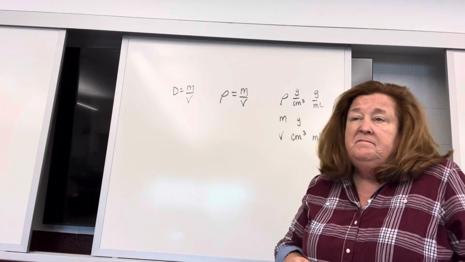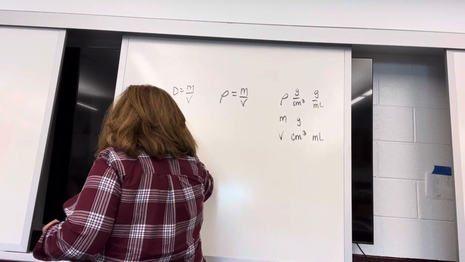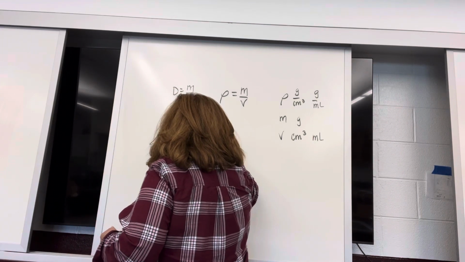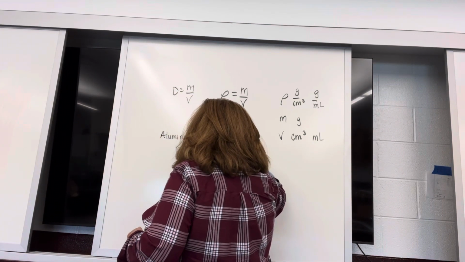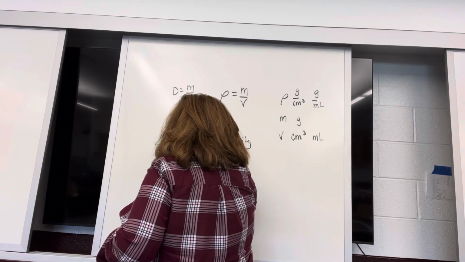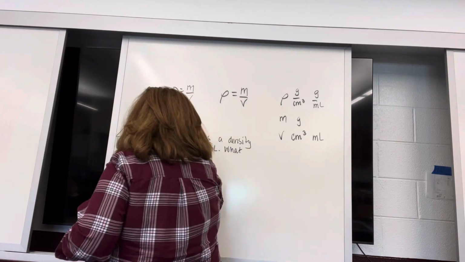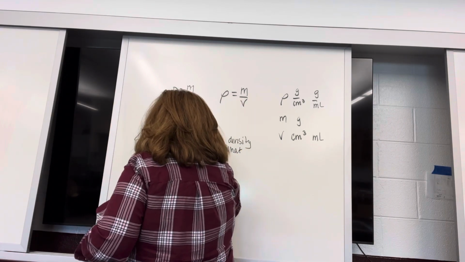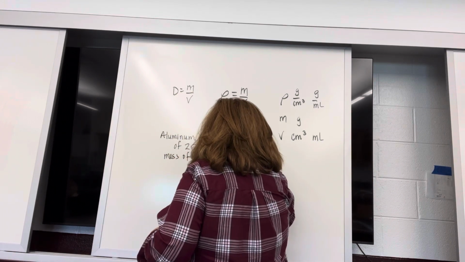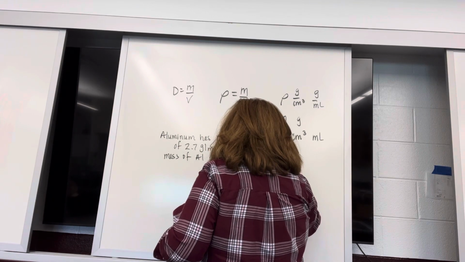So in the problem, let's just make up a problem. Let's say aluminum has a density of 2.7 grams per milliliter. What mass of aluminum will occupy 40 milliliters?